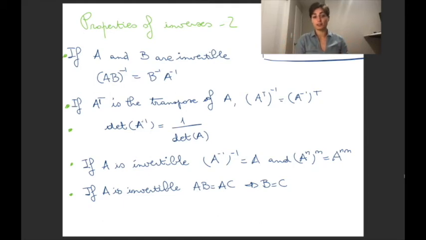If A is invertible again, then if the product of A times B, where B is a matrix, is equal to the product of A times C, then B and C are equal, and it doesn't matter if they're vectors or matrices, they're equal either way.